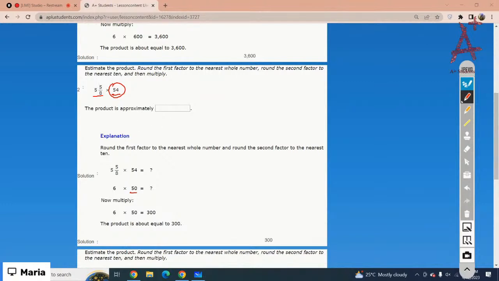Then look at the 5 over 8. So 5 over 8 is greater than 1 over 2. Got it? That means you have to round up. So round up means you have to round it to 6. Got it? So when you multiply them, it would be 300. Got it? Let's just start with the test questions.